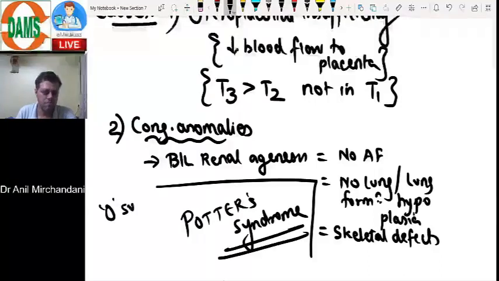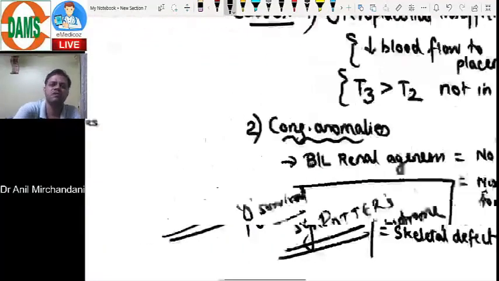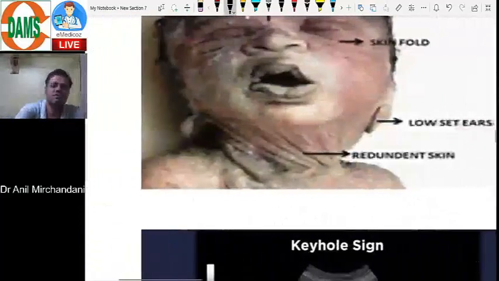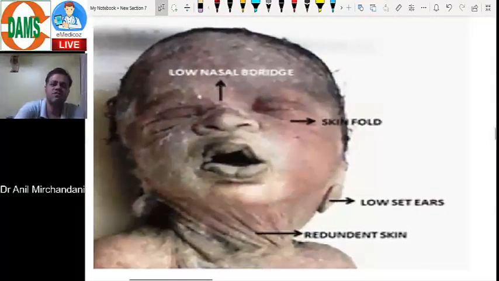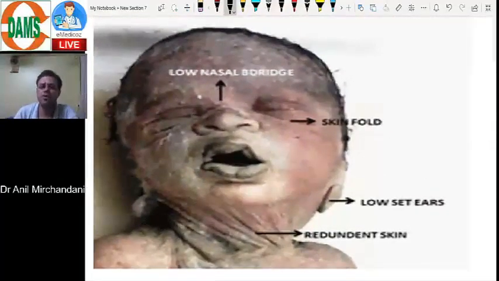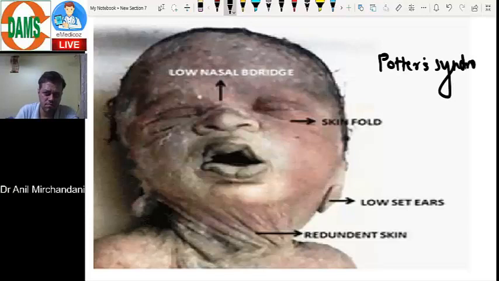Zero survival, 0% survival. All the babies would die. Have a look at this. This is a picture of a baby with no kidneys at all. So Potter's syndrome, because of bilateral renal agenesis.